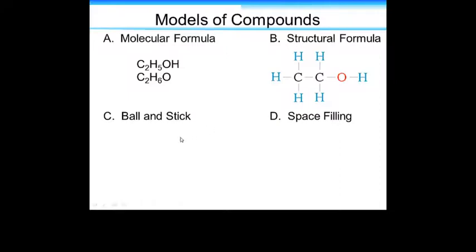There are two other types of representations we'll see. One's a ball and stick, and it just uses spheres and lines to indicate how the atoms are connected. So these would be carbon atoms. These would be hydrogen atoms. Hydrogens are generally white in model kits, and carbon atoms are generally black or dark gray. Oxygen atoms are generally red.